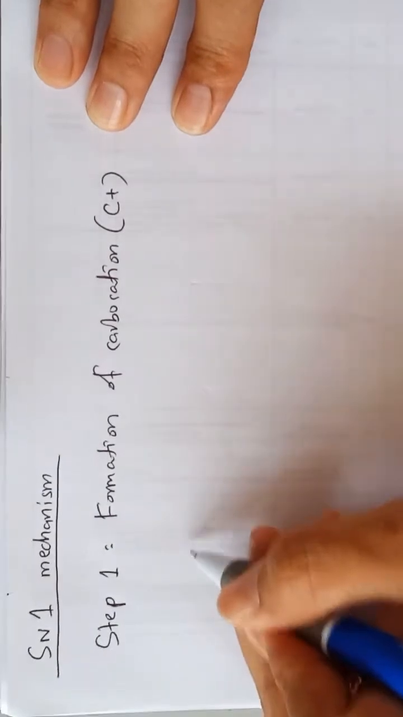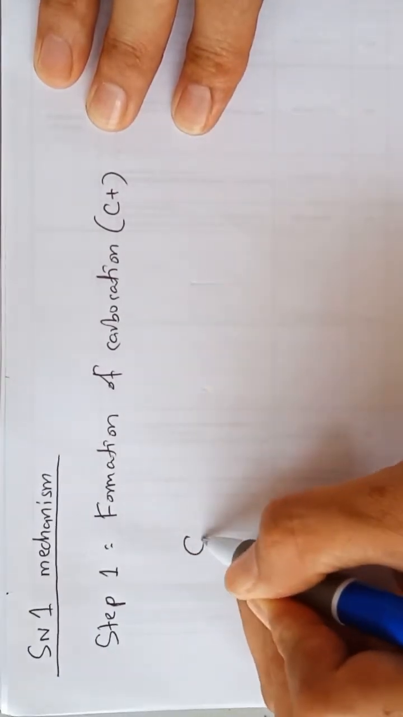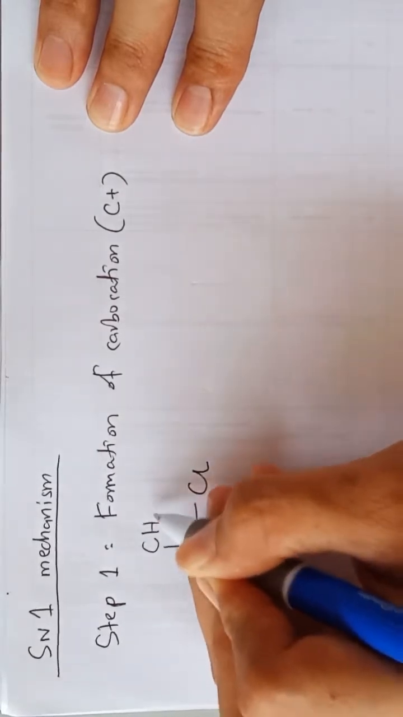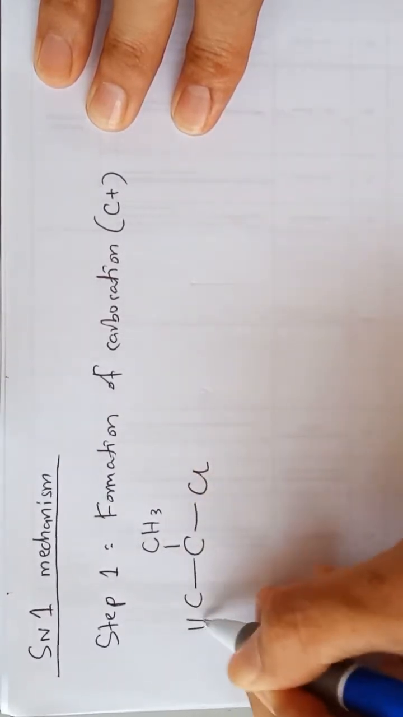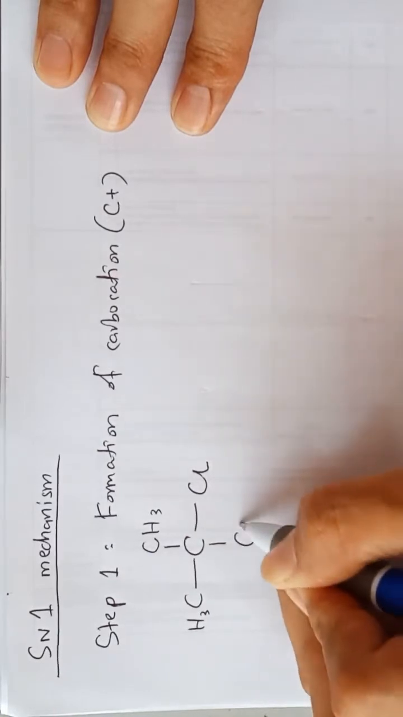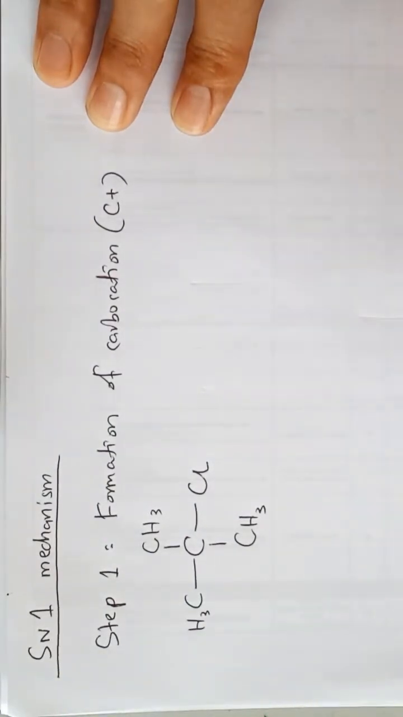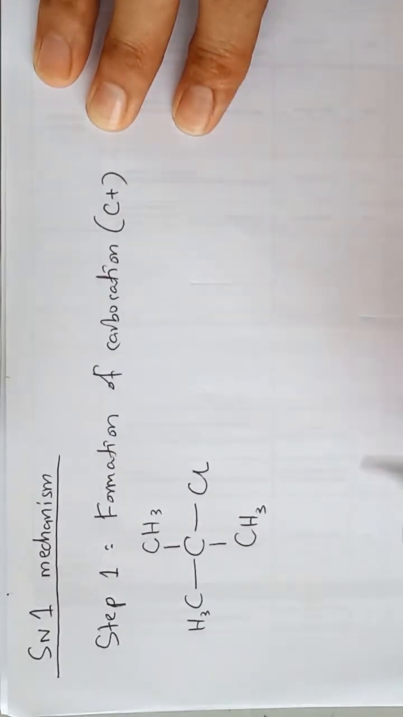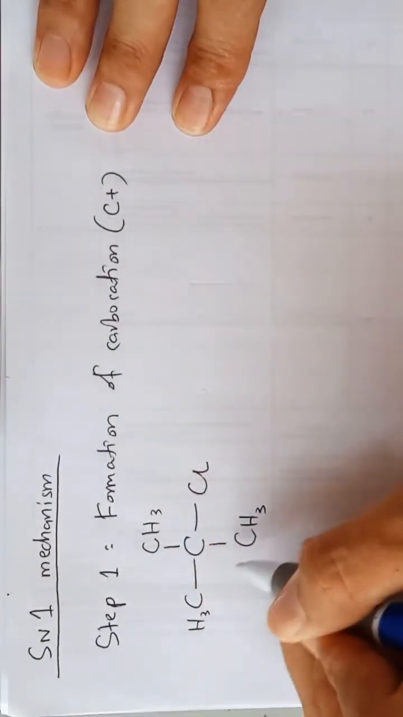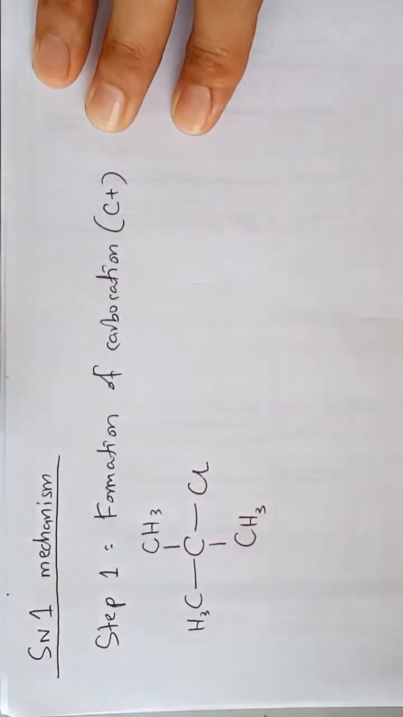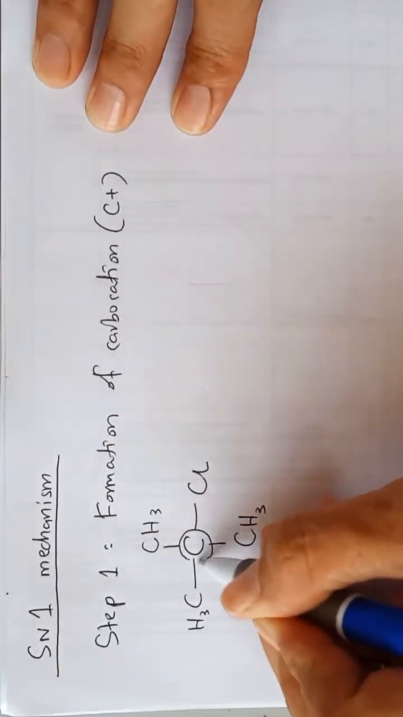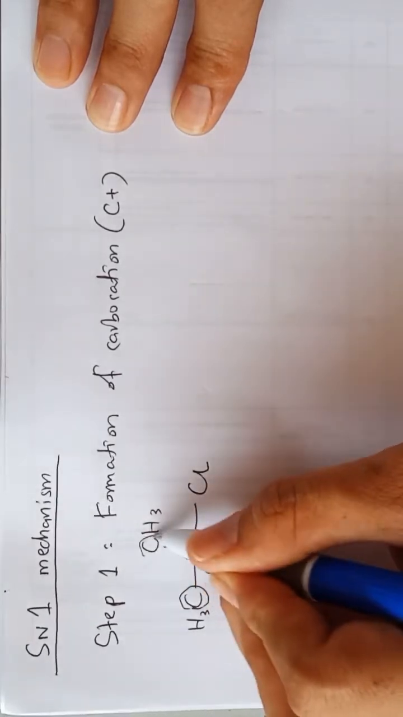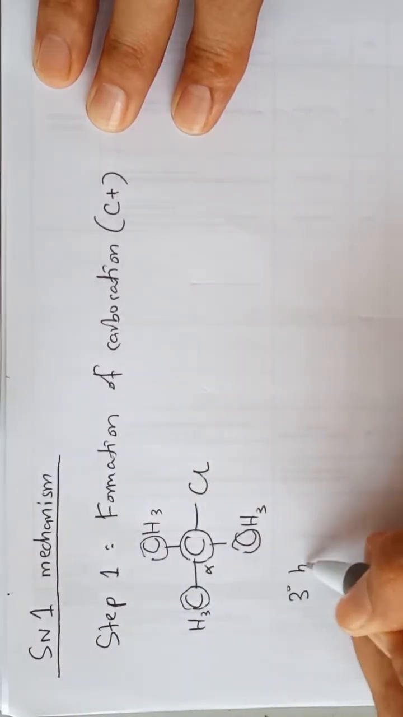So let's see the example. Let's say we have this kind of haloalkane. The first step is the formation of carbocation. Remember, this is a tertiary haloalkane. How do we know? Because this is our alpha carbon, and this alpha carbon is attached to 3 other carbons, right? So it is a tertiary haloalkane.